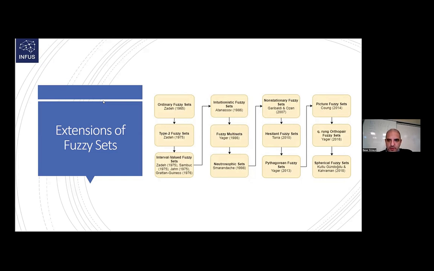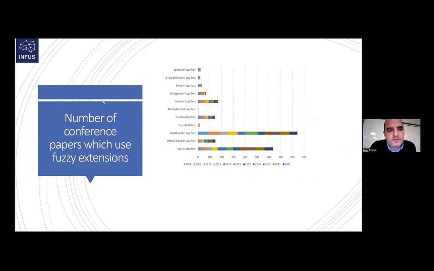Now I want to go on with the number of conference papers which use fuzzy extensions. Here, AHP and ANP are not involved yet. It will show the general usage of extensions of fuzzy sets in conferences. And here the results reveal that intuitionistic fuzzy sets and type 2 fuzzy sets are the most popular fuzzy set extensions. But of course, we must keep in mind that they are relatively old compared with some of the other methods.